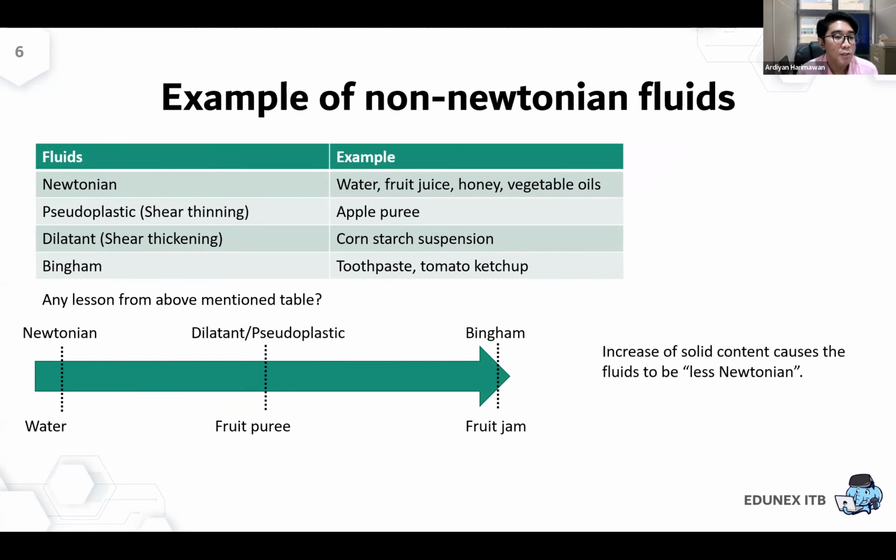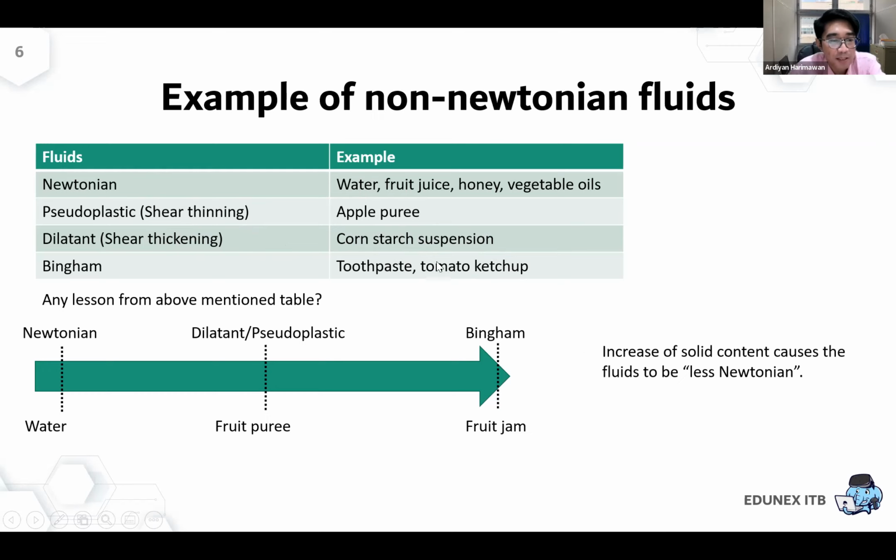Okay, so this is the example. For Newtonian, the example is water. Yeah, water is the perfect example of Newtonian, but actually some oils, honey, or fruit juice are Newtonian. So it's not necessarily that all viscous fluids are non-Newtonian, ya, tidak semua fluida yang viskositasnya tinggi atau kental itu non-Newtonian. However, some fluids like apple puree, cornstarch suspension, tomato ketchup, and toothpaste are classified as non-Newtonian.